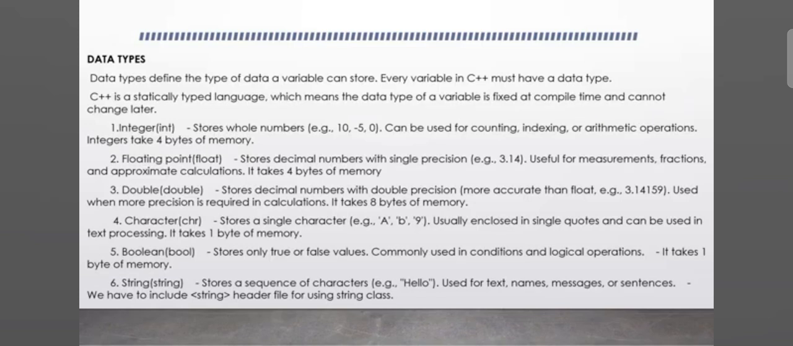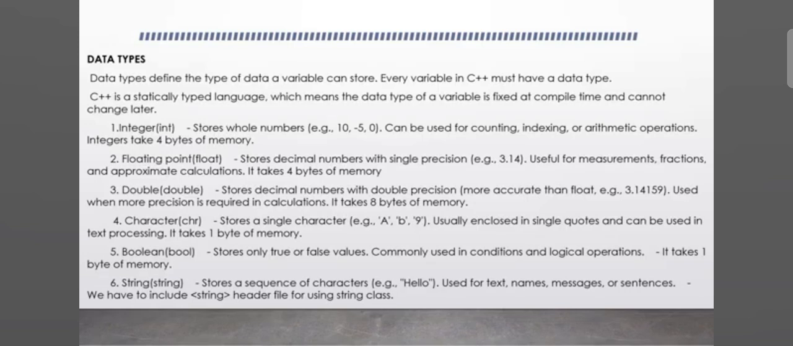Next, floating point. It stores decimal numbers with single precision. Example: 3.14, 2.22, etc. Useful for measurements, fractions, and approximate calculations. It takes 4 bytes of memory.